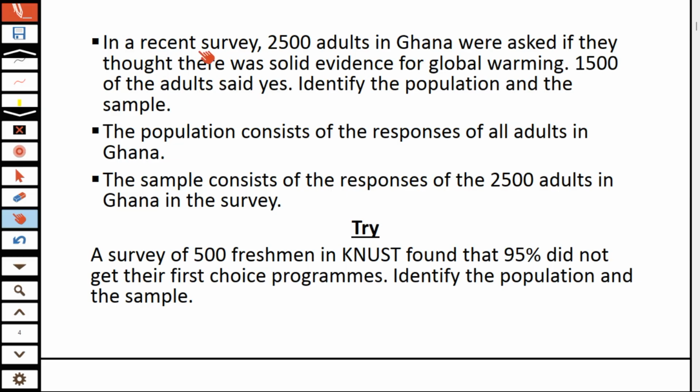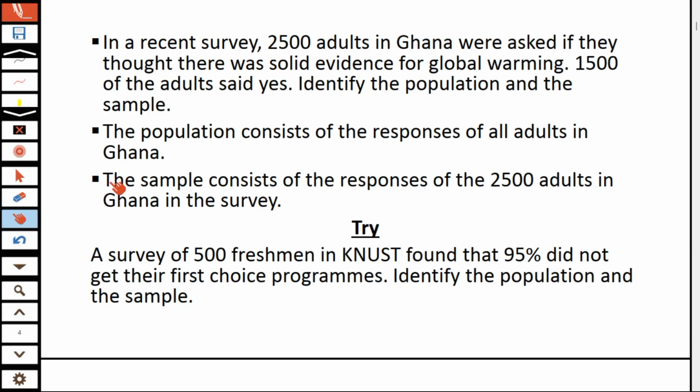So you can see here that in a survey, it means that they have sampled some of the adults and asked them these questions. So the people that they selected from the population was 2,500 people. This is what is called the sample, right? But for the population, we are going to include everybody in Ghana, and then we are going to ask them this question, right? And then the answer is just saying that the population consists of the responses of all the adults in Ghana.